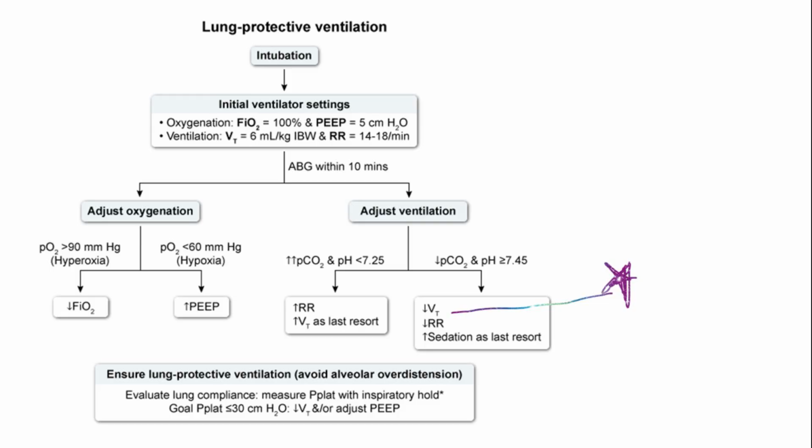If hyperoxia with PO2 greater than 90 mmHg, then we decrease FiO2. If hypoxia with PO2 less than 60 mmHg, then increase PEEP. If pH less than 7.25 with high PaCO2, then increase respiratory rate. If pH more than 7.45 with low PaCO2, then decrease tidal volume.